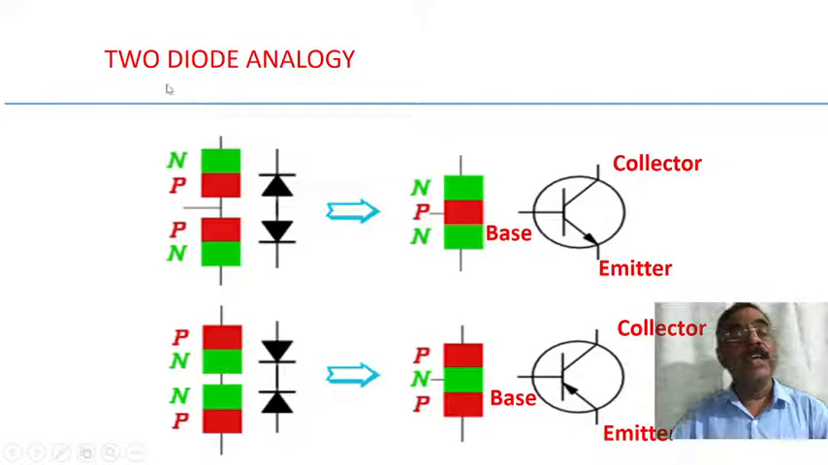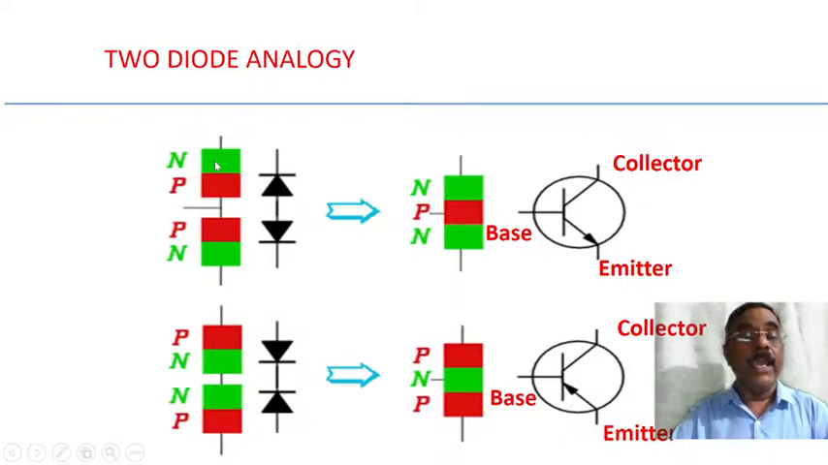Now let us see a two diode analogy. Here you can see, in case of your NPN transistor, NP and PN, two diodes are there. So these two diodes are connected back to back, that is P semiconductors are connected to each other, which forms the base over here. Now this is the circuit symbol of your NPN transistor and the three terminals are something like this. This is collector, this is base and this is emitter.